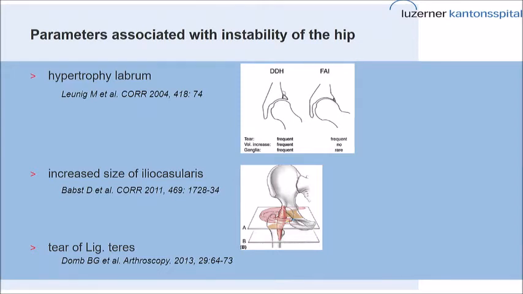There are other parameters that are associated with instability: hypertrophy of the labrum, not very reliable; the increased size of the iliocapsularis, questionable and difficult to determine; and tear of the ligamentum teres, which have also been associated with instability of the hip.